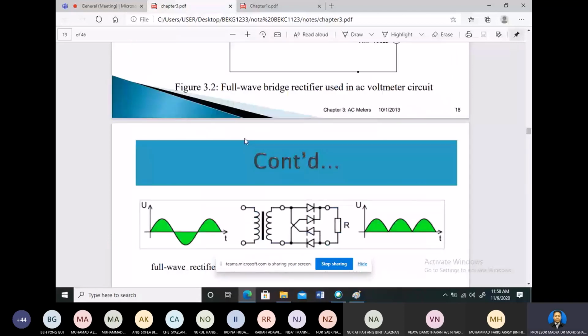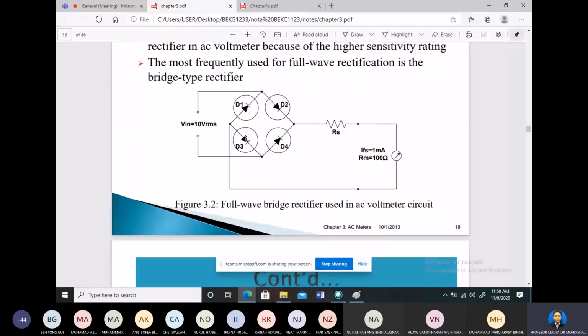If it is the positive cycle, D2 will be allowed, but D1 cannot because D1 will be blocked here. That is the function of the diode, it blocks. That's why you can see the symbol here, allowing only the direction for D2. This one also blocks, so it cannot go to D4. That's why it goes to RS, then goes to this meter, and then goes to D3.